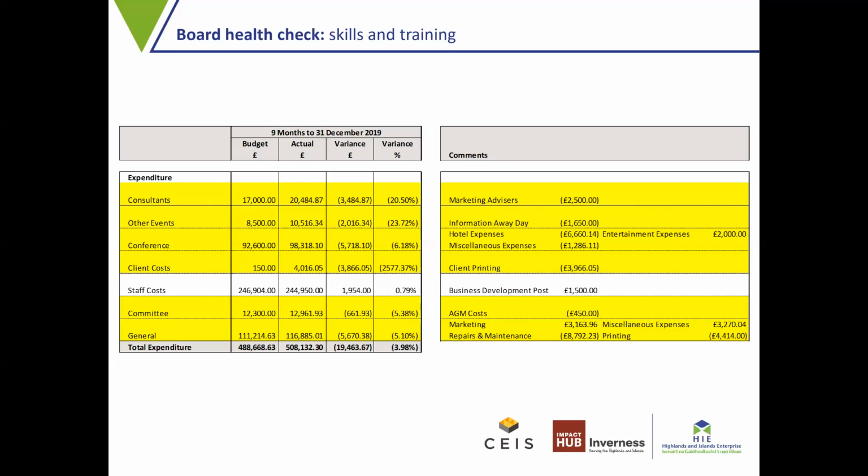Conference expenses for the period is 98,318.10, a variance of minus 5,718.10. The detail within the comment section shows a minus variance on both hotel expenses and miscellaneous expenses of minus 660.14 and minus 1,286.11 respectively. These minus variances are offset by a positive variance of plus £2,000 for entertainment expenses.